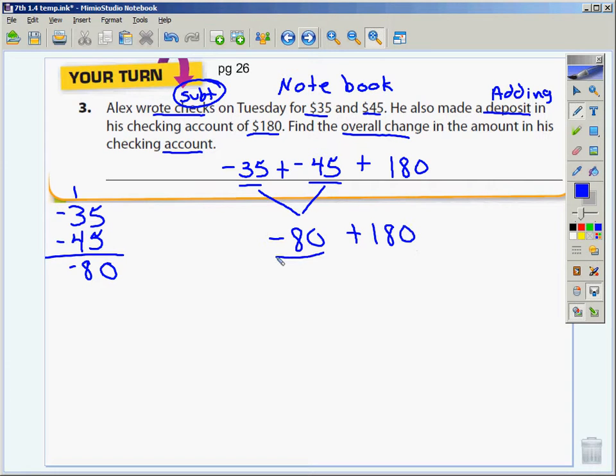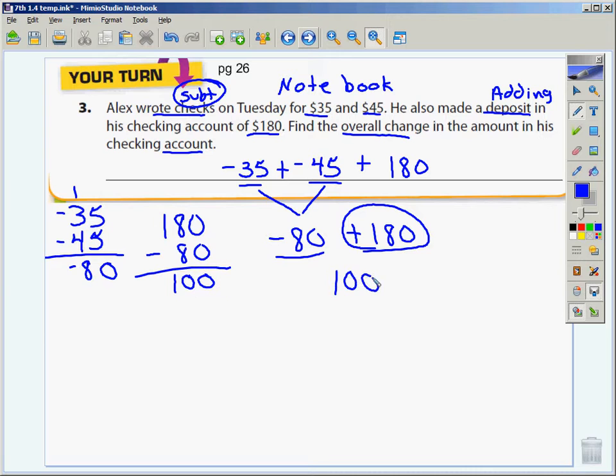The 180 and the 80 have different signs. I keep the sign of the one with the larger absolute value, so this time my answer is going to be positive. So I'd take 180 and subtract the 80 from it, since they have different signs, showing that his overall change in his account was $100, and that he actually had $100 more in his account than he did when he started writing the checks on Tuesday.